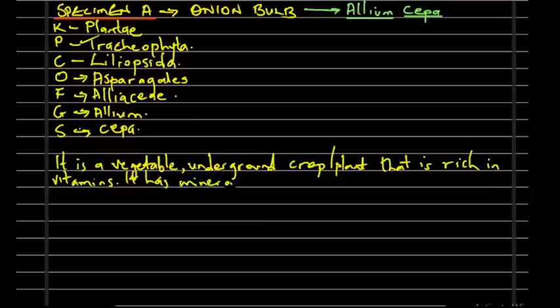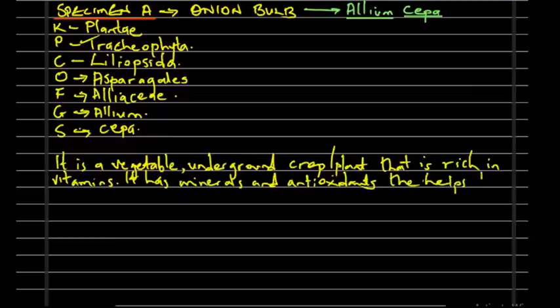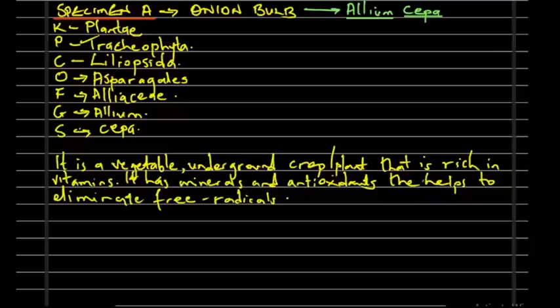It has minerals and antioxidants that help to eliminate free radicals. They eliminate free radicals from harming the body, and they have low calories. Yes. Now, we have basically two types of this plant.